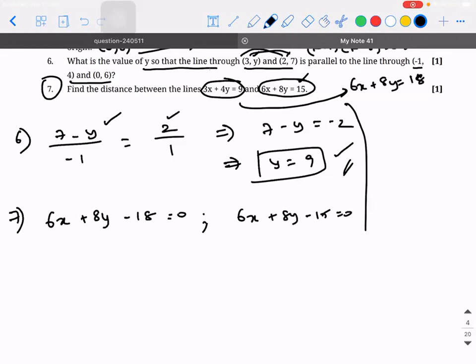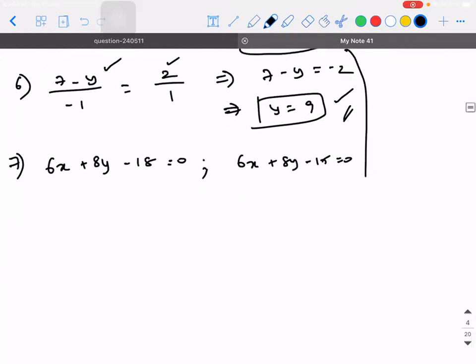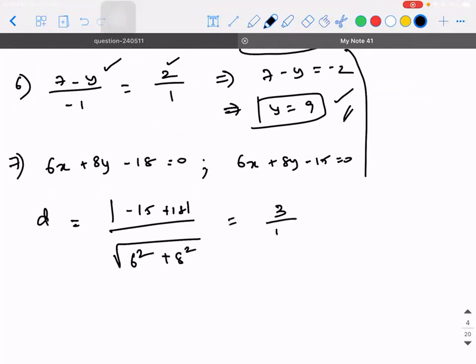Correct? So what will be the distance? Distance is equal to mod of C2 minus C1, minus 15 plus 18, the whole divided by root of 6 square plus 8 square. 6, 8 and 10 are Pythagorean triplets. So you will get the answer as 3 divided by 10 units. Got it, guys?